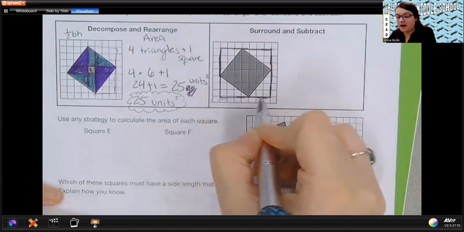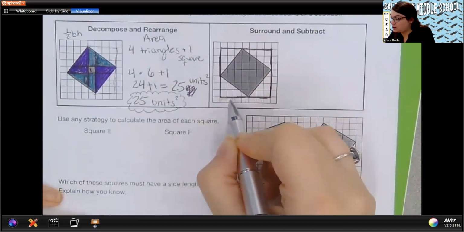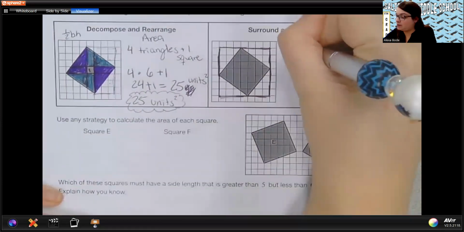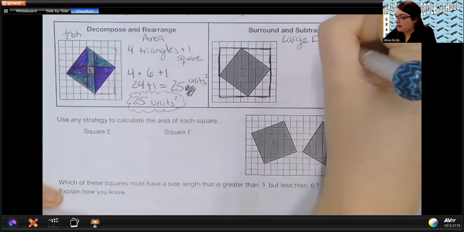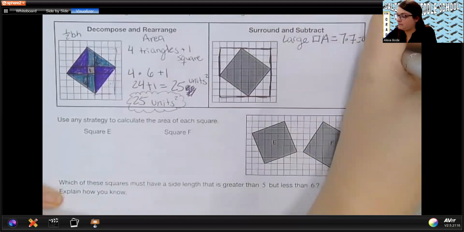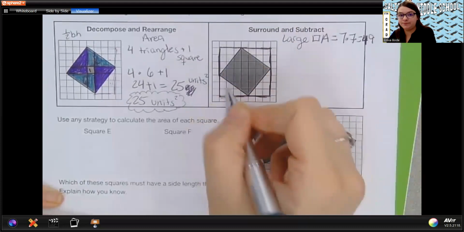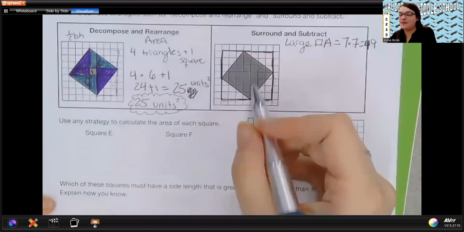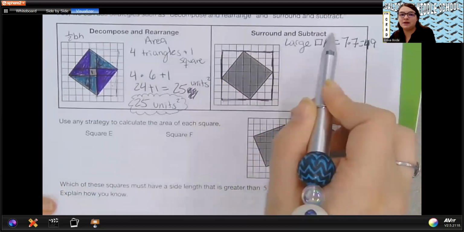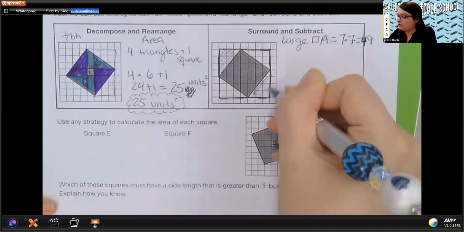So I can find the area of this large square, which is 1, 2, 3, 4, 5, 6, 7. So my large square area is 7 times 7, which equals 49. So we have an area of 49 square units total here. But I want to know the shaded one, and that's where the subtract comes in. So you can take the 49 and subtract the area of these triangles here.